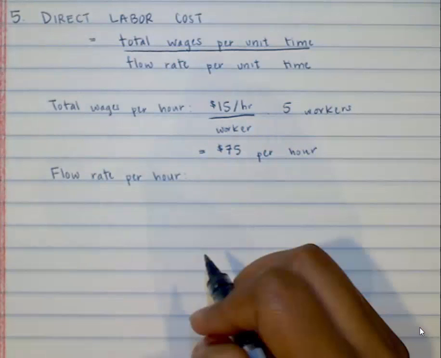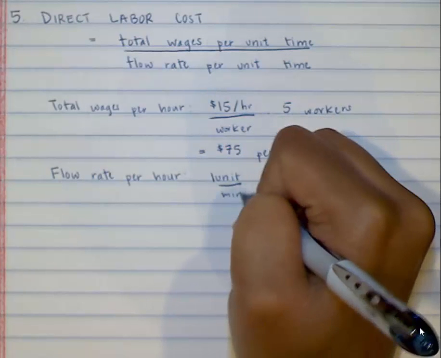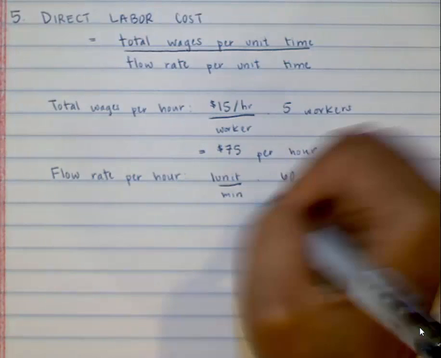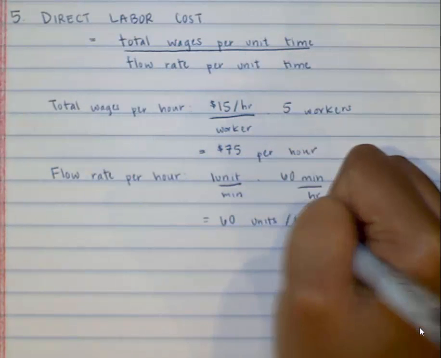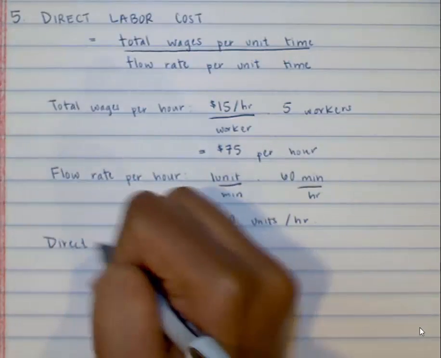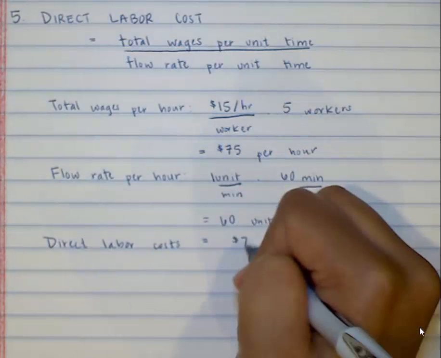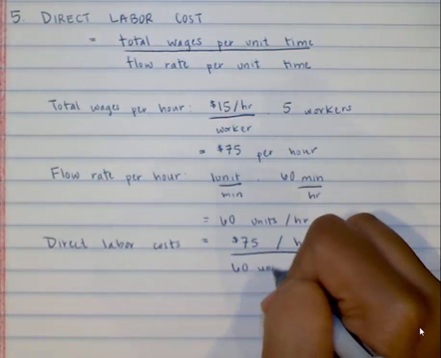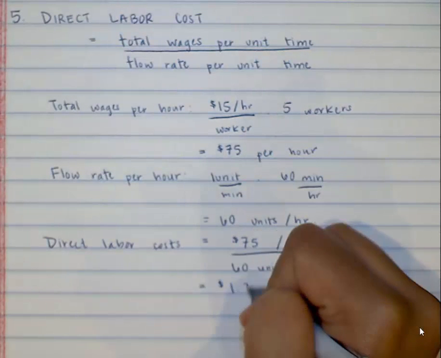Now, the flow rate per hour is 1 unit per minute from earlier, times 60 minutes per hour, which is simply 60 units per hour. And then our direct labor costs are $75 per hour divided by 60 units per hour. And that simplifies to $1.25 per unit.